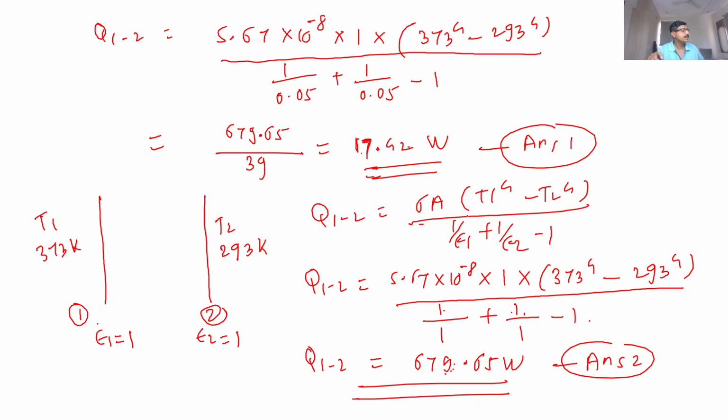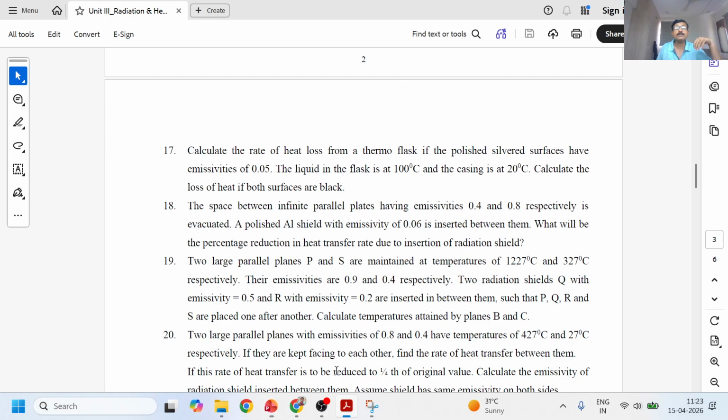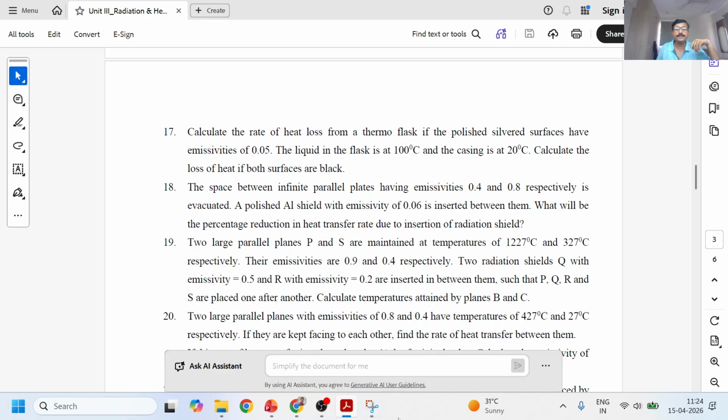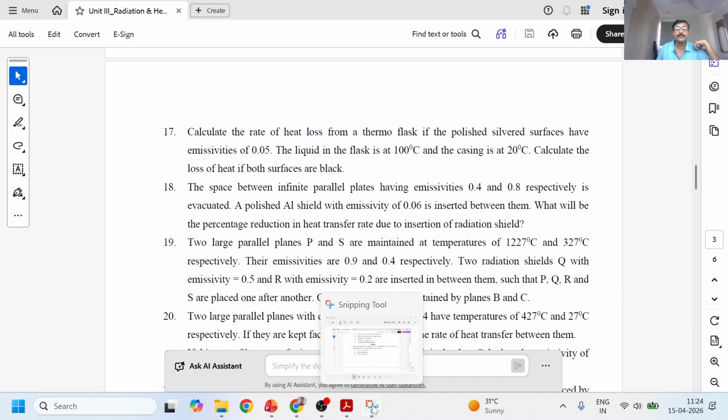So this problem demonstrates radiation heat exchange between ordinary bodies where emissivity is less than 1, and radiation heat exchange between two black bodies when emissivity is 1. In that case, we are definitely getting a very high value because a black body radiates higher. So this problem demonstrates that also. Now we'll go to the next problem, and that is problem number 18. So I will flip it for you.